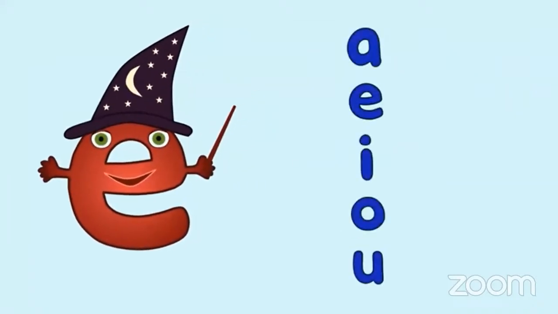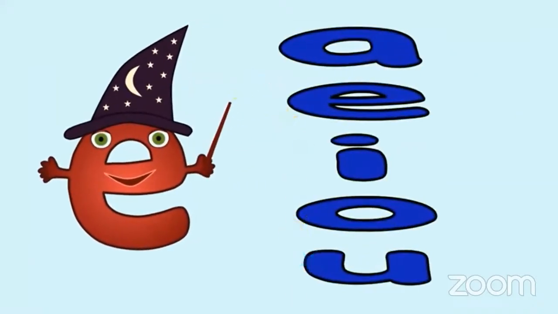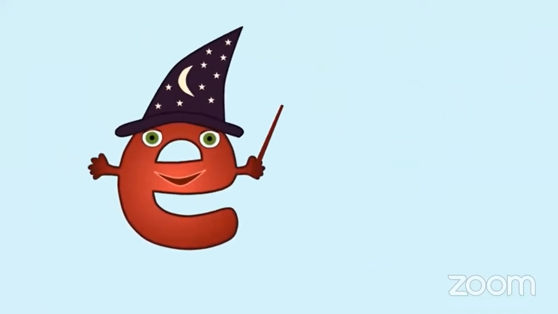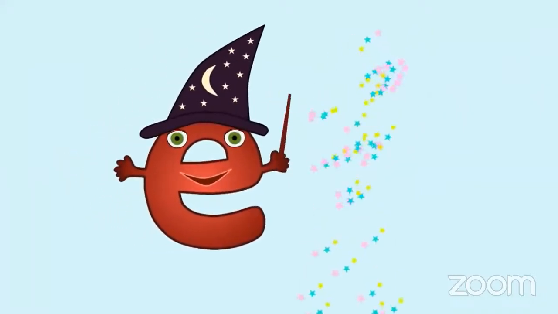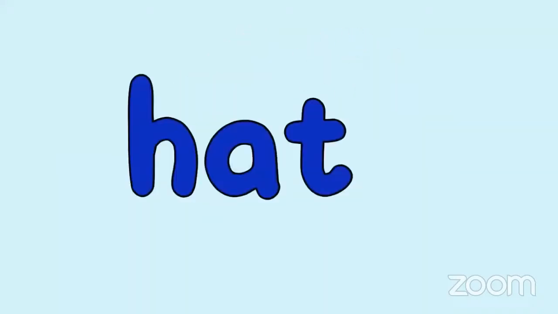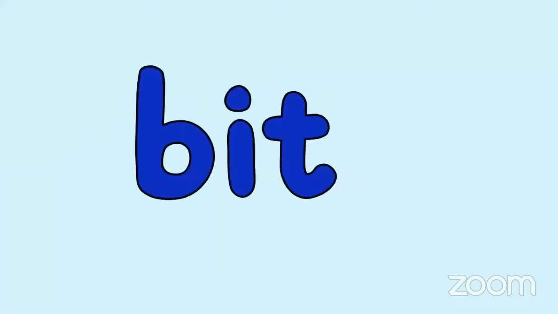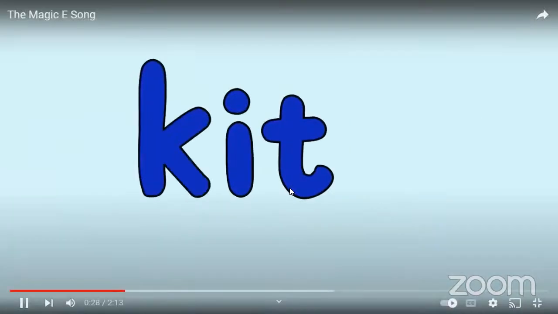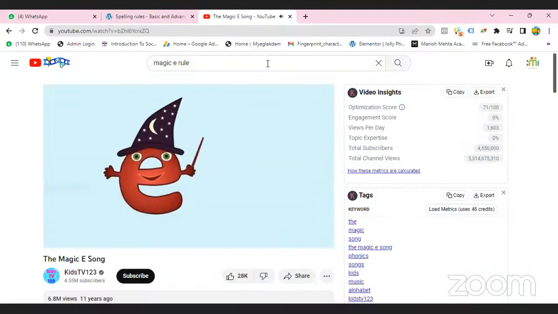Magic E, makes the short sounds long. Magic E, this is the Magic E song. Pin, pine, fin, fine, hat, hate, mat, mate, bit, bite, kit, kite, this is the Magic E song.